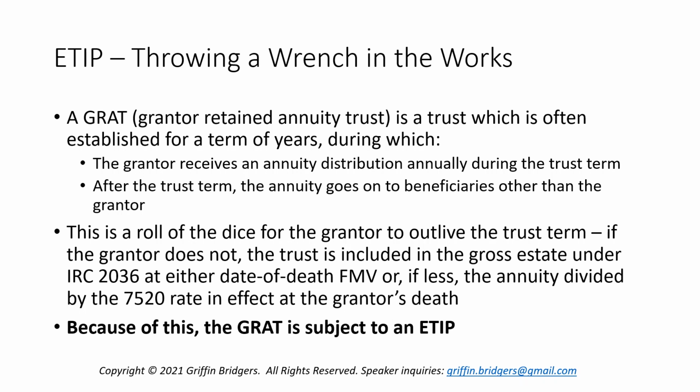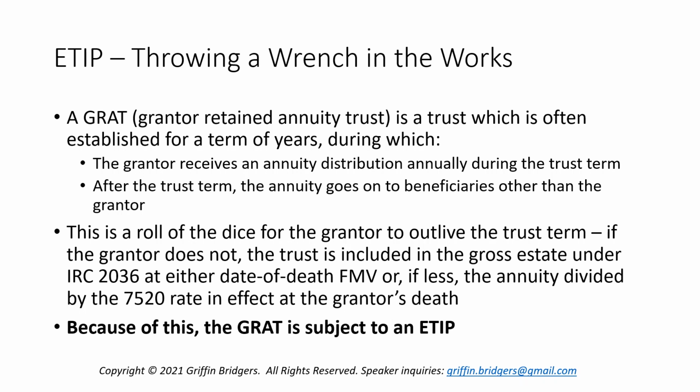But in order to have the GRAT take effect, the grantor has to outlive the trust term. If the grantor does not outlive the trust term, then Code Section 2036 kicks in, which means the GRAT assets are going to be included in the grantor's gross estate if the grantor dies during the trust term, at the lesser of the date of death fair market value, or an amount equal to the annuity divided by the 7520 rate that's in effect at the grantor's death. So, long story short, all of this is background information, but the big picture here is that the GRAT itself is subject to an estate tax inclusion period, an ETIP.